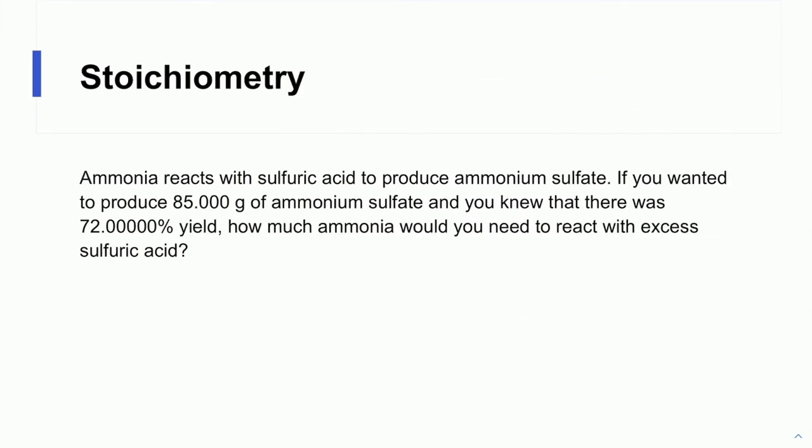All right, so on to stoichiometry. Ammonia reacts with sulfuric acid to produce ammonium sulfate. If you wanted to produce 85 grams of ammonium sulfate, and you knew that there was a 72% yield exactly, how much ammonia would you need to react with excess sulfuric acid?